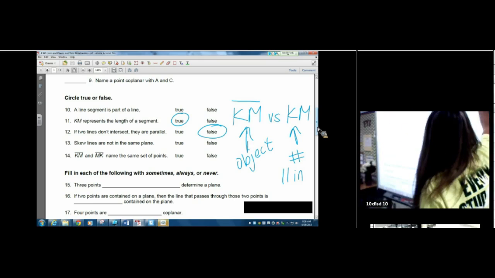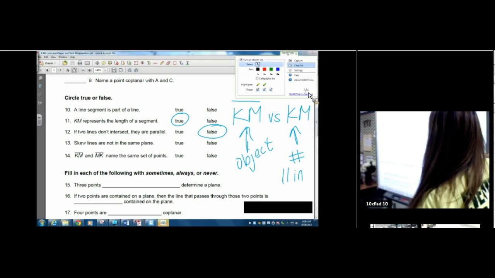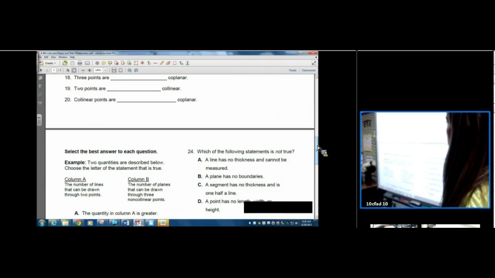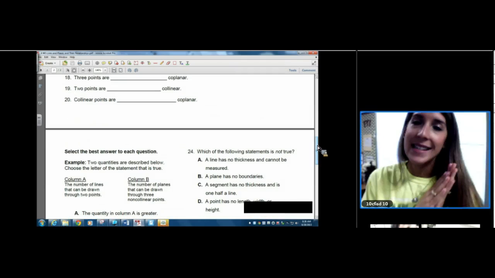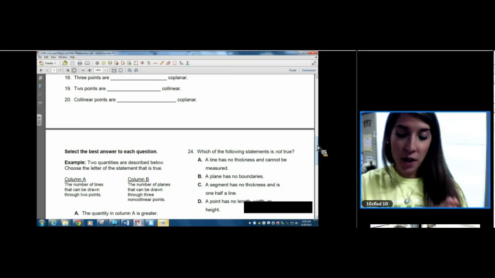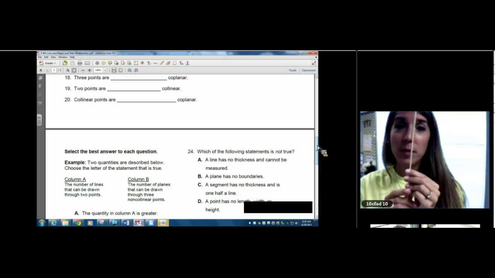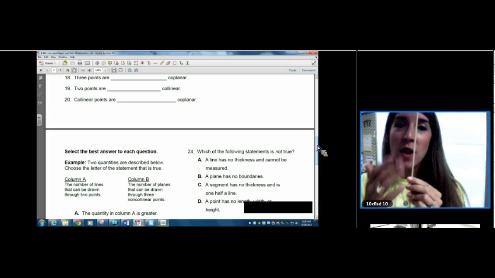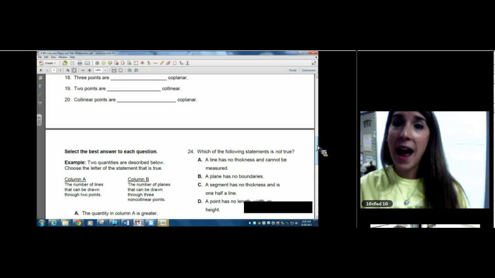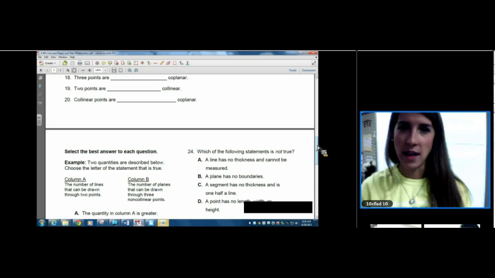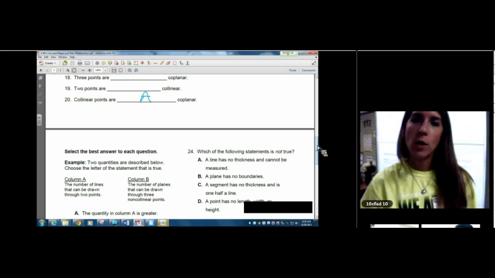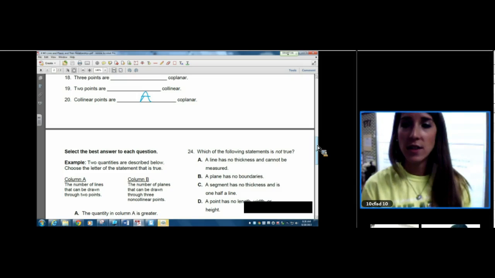Okay, number 20. Collinear points are blank coplanar. Here's the deal, guys. It's easier to be coplanar than it is to be collinear. So if they're collinear, if they're in the same line, which is harder to do, then they're definitely in the same plane. Could I put a plane through any 2 points? Absolutely. That's easy to do. So that's why that is always. It's harder to be collinear. So if they're already collinear, then they're definitely coplanar.